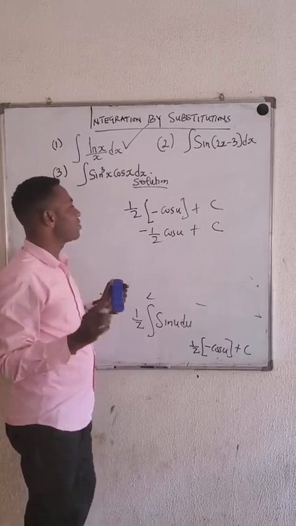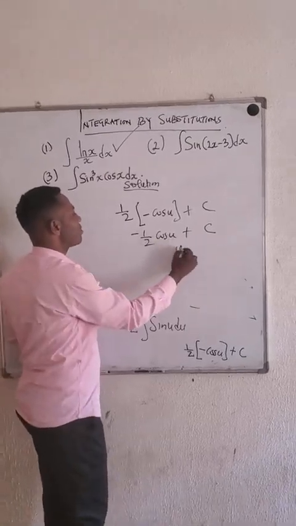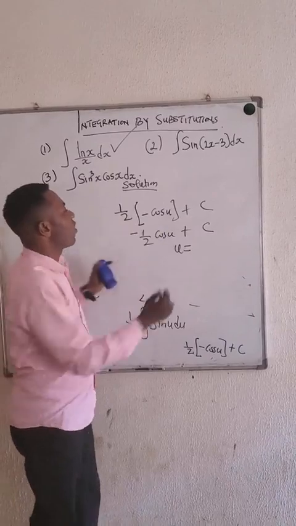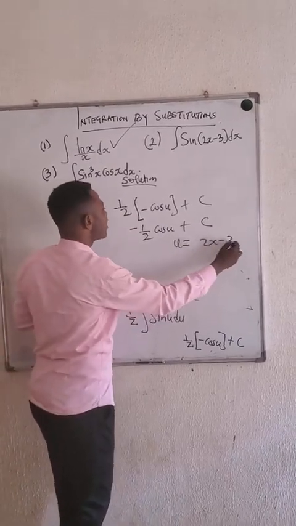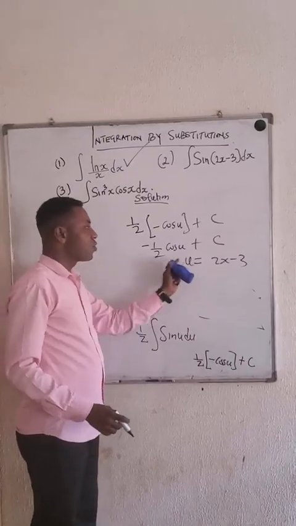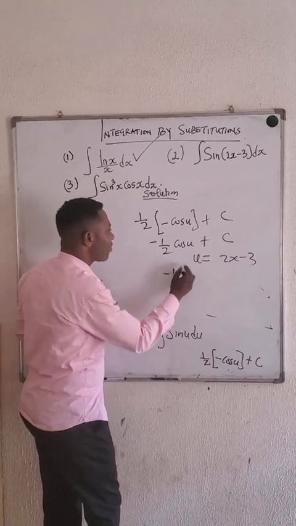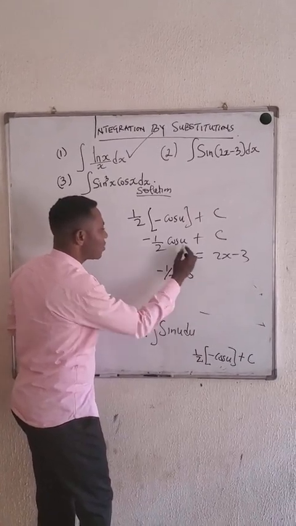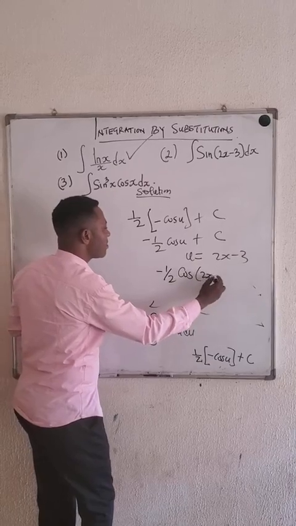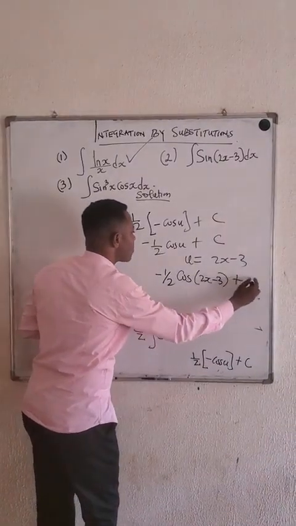But mind you, we said u should be equal to 2s minus 3. We said u should be equal to 2s minus 3. So at the end, we now have minus 1 over 2. Instead of writing u now, we just say cos. What is my u? 2s minus 3, plus c.